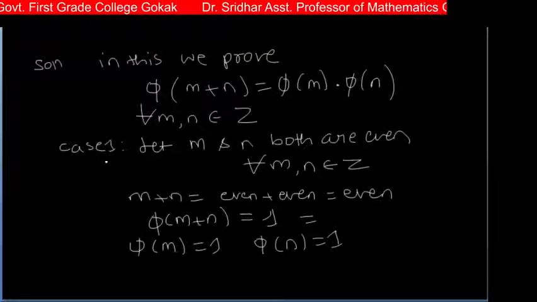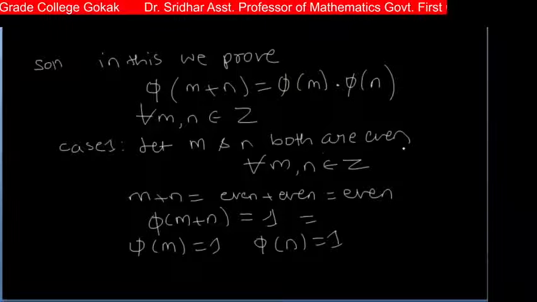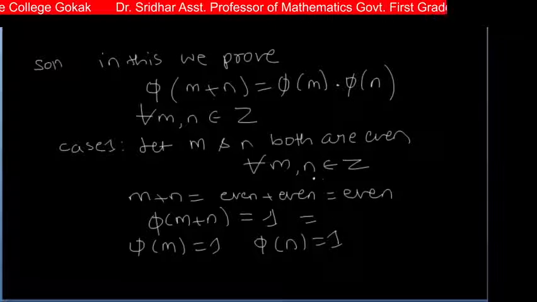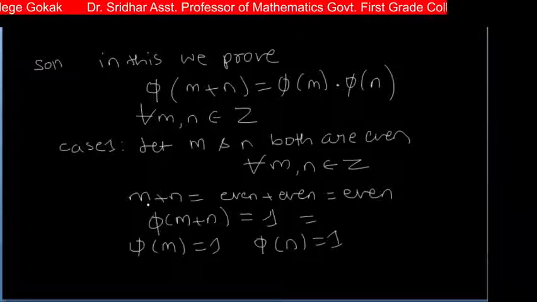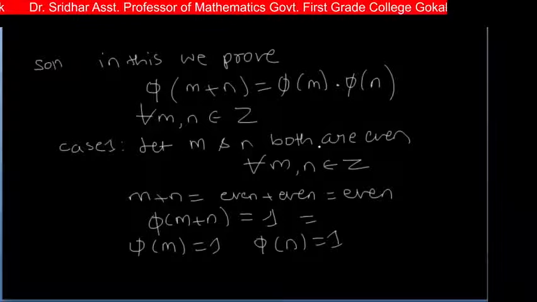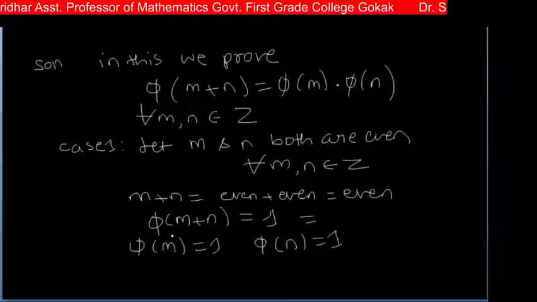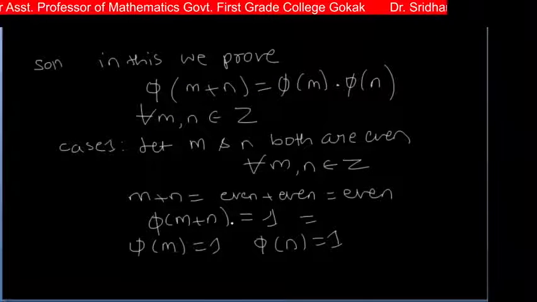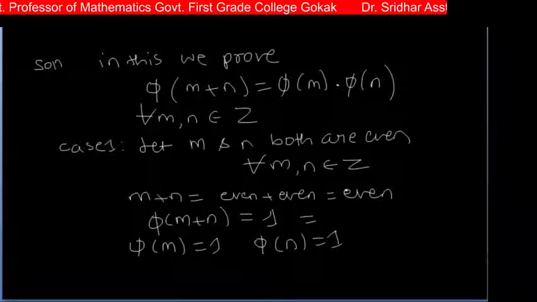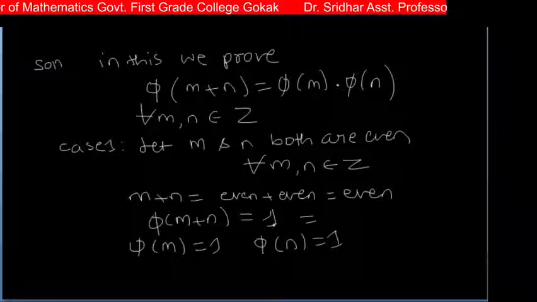So we take first case 1. Let m and n both be even, for all m, n belonging to Z. Then m plus n is even plus even, which is an even number. Therefore phi of m plus n, already by the rule, if n is even or 0, is equal to 1.